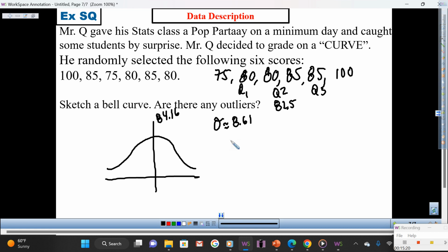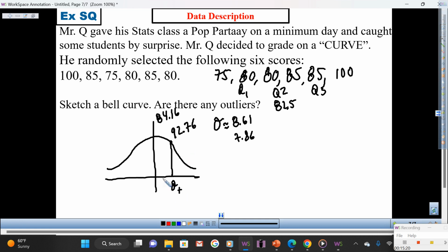All right. Who got something different? Mia, what'd you get? 7.86. So it's around the 8-ish area, so I'll keep it at that. So 8.61. The first standard deviation should be at what? 92.76. Yes?